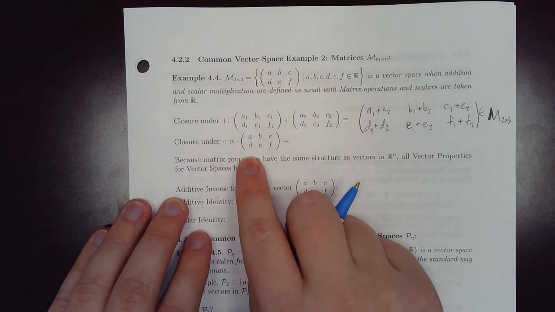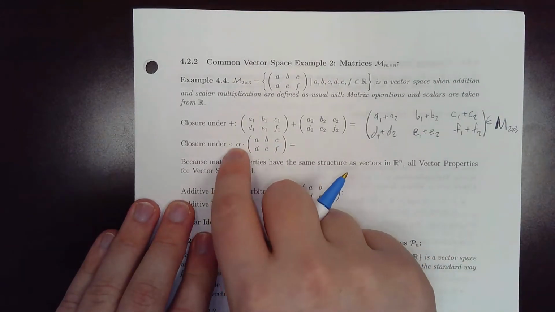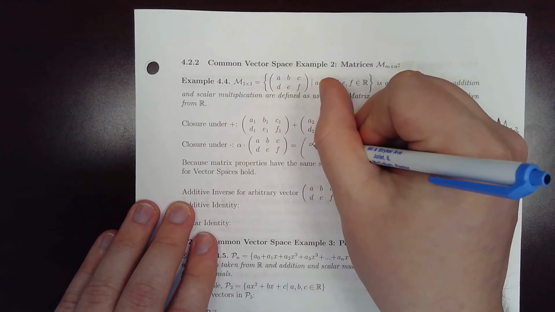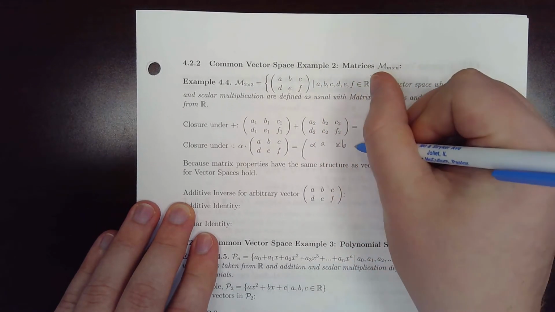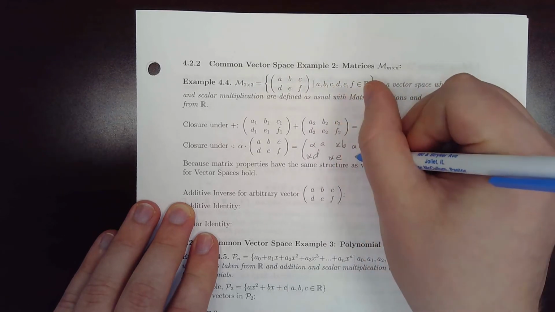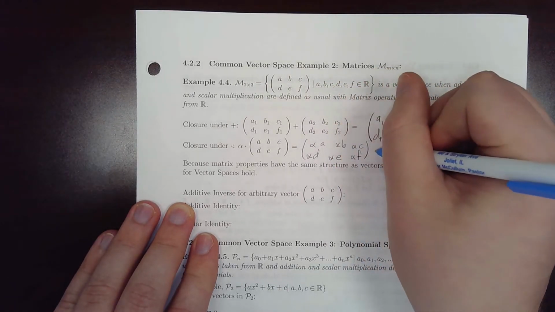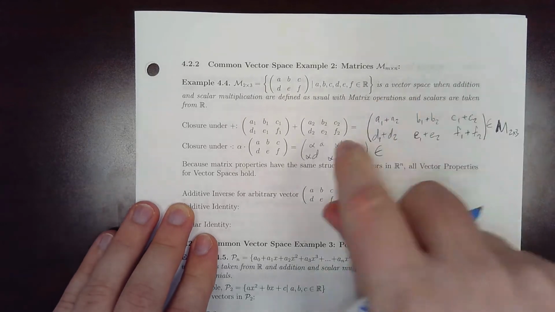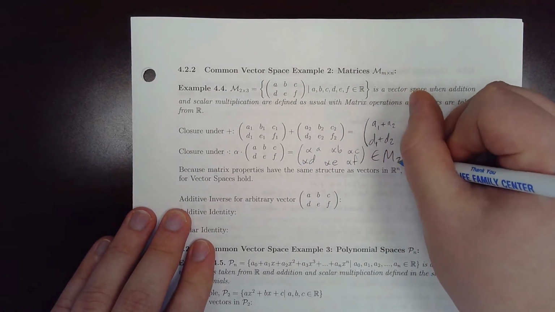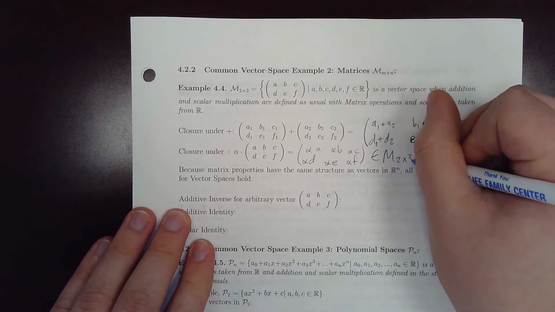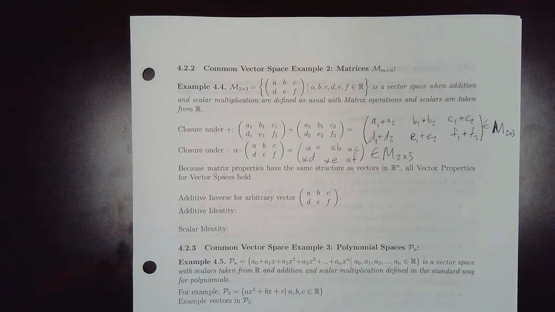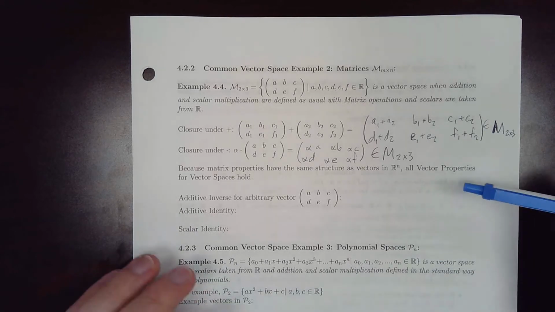Now, it's also closed under scalar multiplication, because if I took a scalar and multiplied it by this matrix, I get alpha a, alpha b, alpha c, alpha d, alpha e, and alpha f. And since these are all going to be real numbers, we get that this is a 2 by 3 matrix with real numbers. And so this is also in M 2 by 3. So all the vector properties are going to hold.